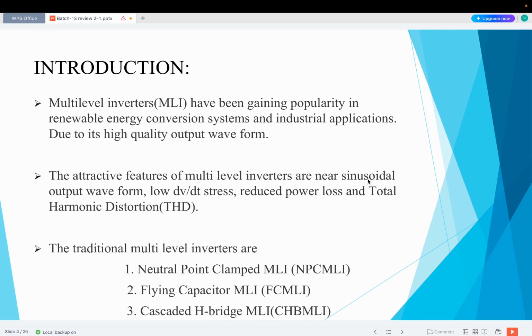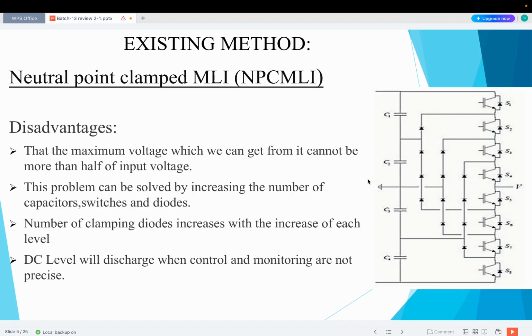Introduction. Multi-level inverters have gained popularity in renewable energy conversion systems and industrial applications due to their high-quality output waveform. The attractive features of multi-level inverters are near sinusoidal output waveform, low dV/dt stresses, reduced power loss, and low total harmonic distortion. The traditional multi-level inverters are neutral point clamped multi-level inverters, flying capacitor multi-level inverters, and cascaded H-bridge multi-level inverters.